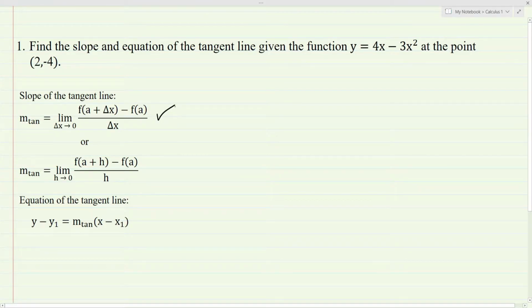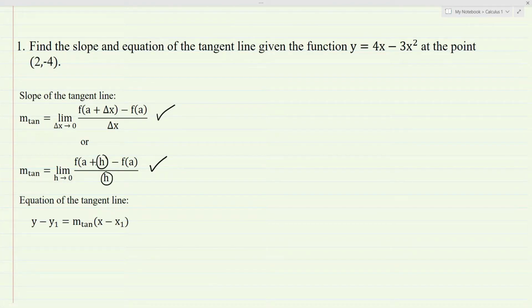Now, if you're not comfortable using the delta x to represent the change in the x value, you can use the second equation here wherein h is used as a substitute for the delta x. As for the equation of the tangent line, you can use here the point slope form. y minus y sub 1 equals the slope of the tangent line multiplied by x minus x sub 1.